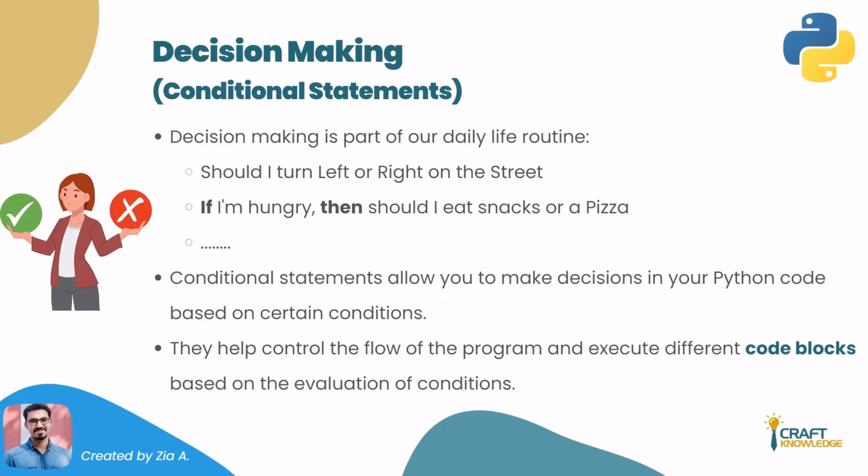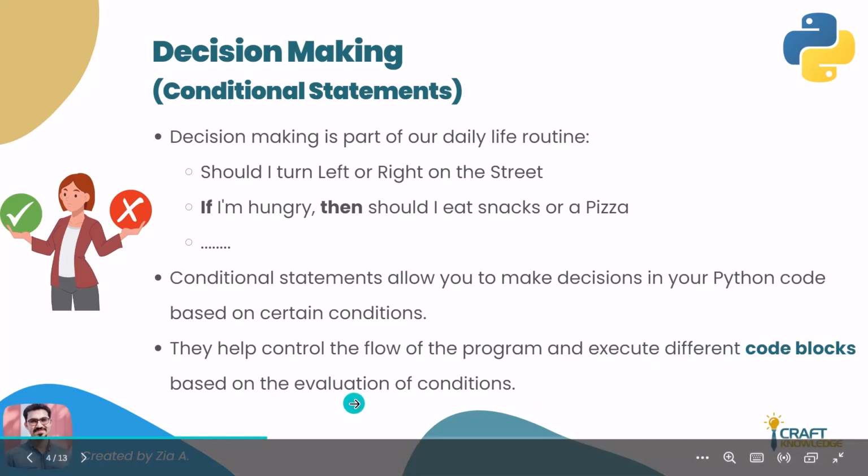So if the condition is true, if the comparison operator is true, conditional statements allow you to make decisions in your Python code based on certain conditions. So these conditions are basically those comparison operators. They help control the flow of the program and execute different code blocks. Again, a code block is, you can say, multiple lines of code that together can perform one bigger task, right? And execute different code blocks based on evaluation of conditions, right?